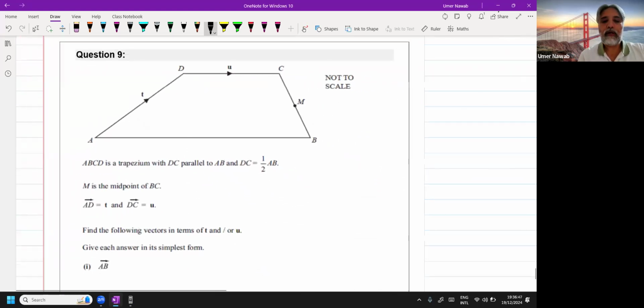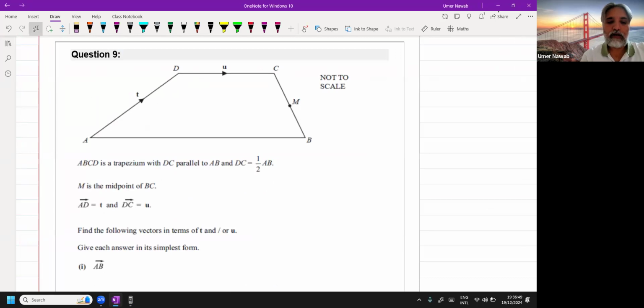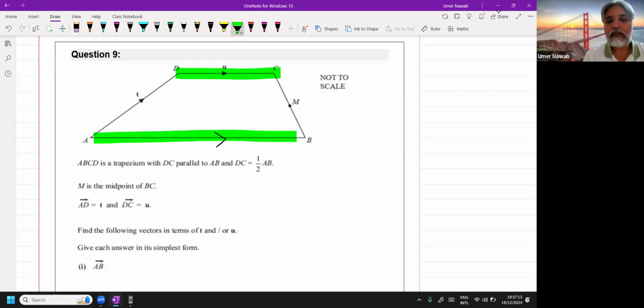Next, question number 9. He said find the AB vector. So AB vector equals T plus U, but unfortunately we don't know what the BC vector is. Did he give us any relationship of AB? He says this is DC. DC is half. Oh wow. So this will be 2U. This is U. AB should be 2U because it is doubled.